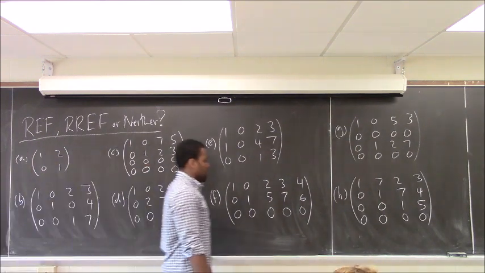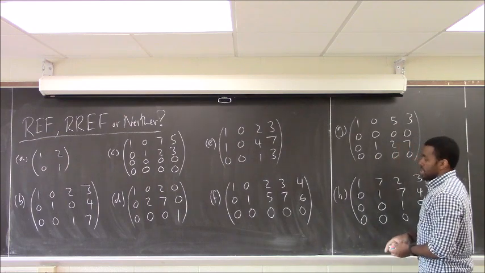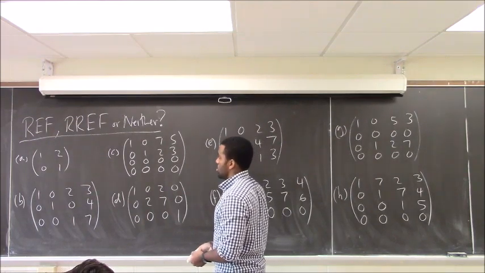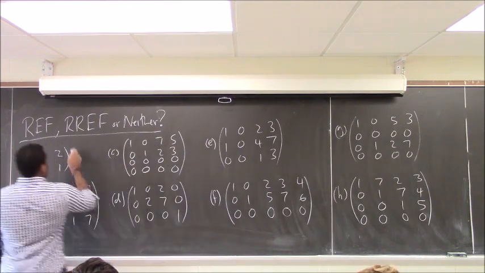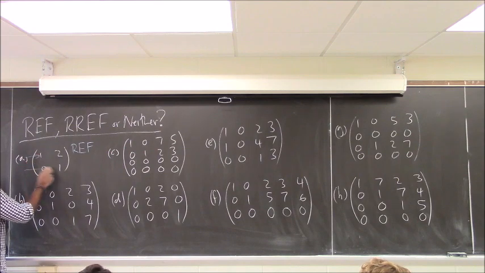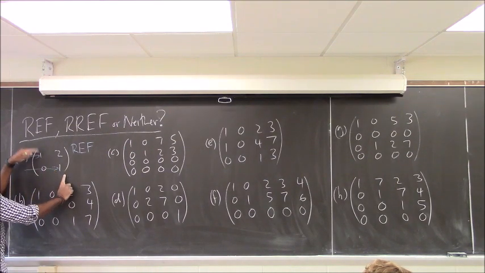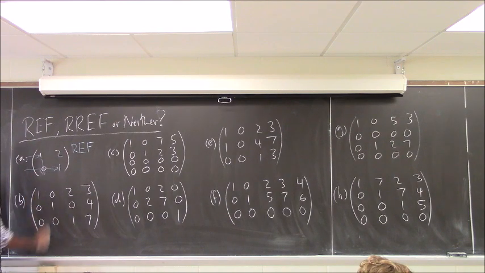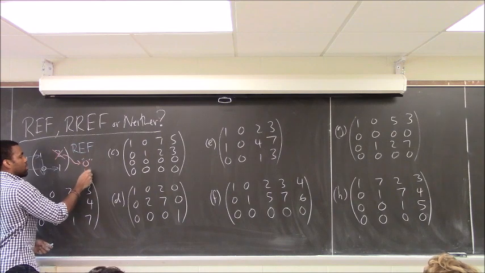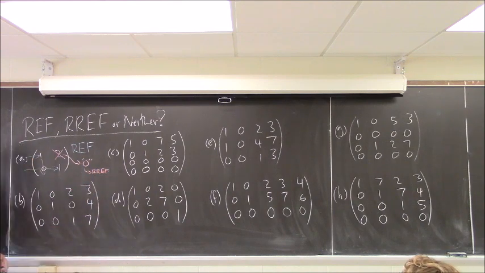Okay, the first one. What form? This is REF. Any rows of zeros will appear at the bottom. There are no rows of zeros, so we don't even have to worry about that. The first non-zero number in every row is a 1. The ones appear to the right of the ones that are above them, and ones have zeros all the way below them. So that is REF. What's stopping it from being reduced row echelon form? The 2. If this 2 was a 0, then it would be reduced row echelon form. But for now, it is just row echelon form.